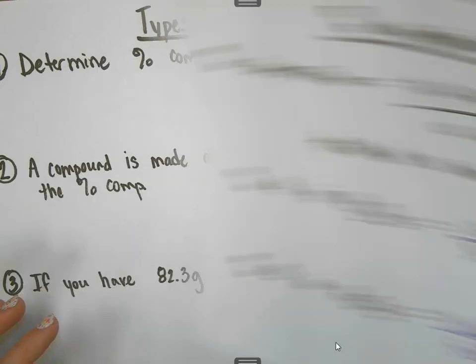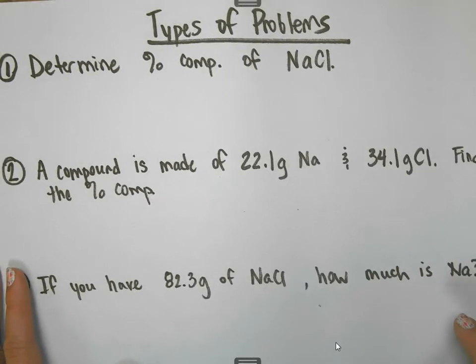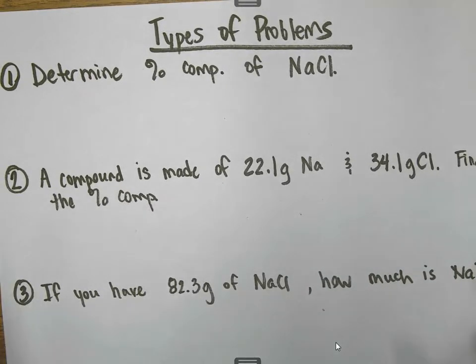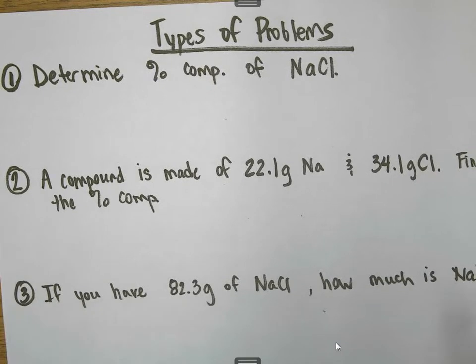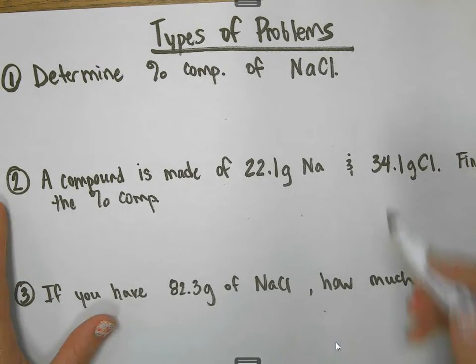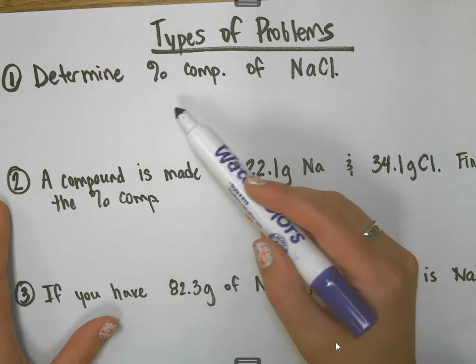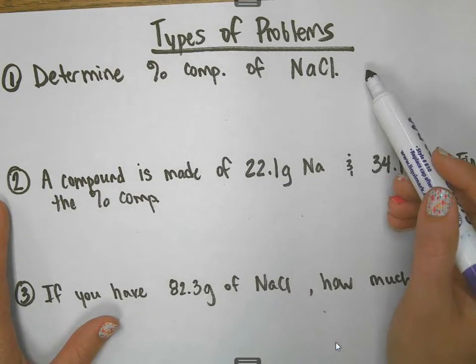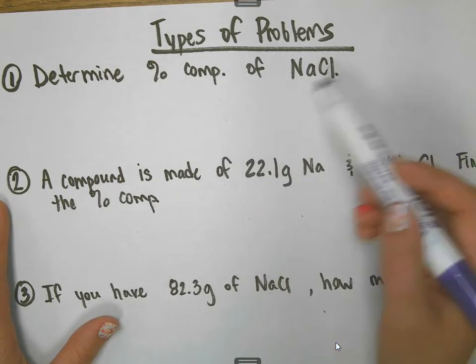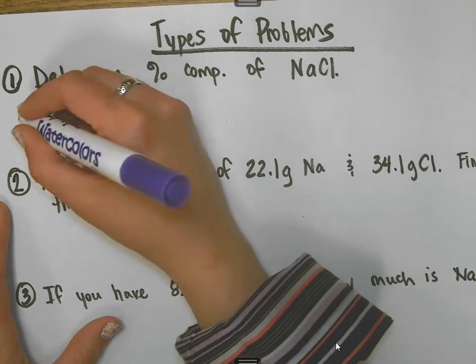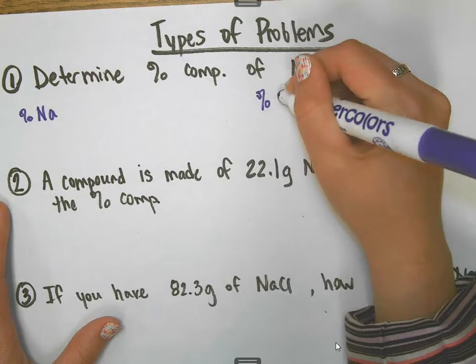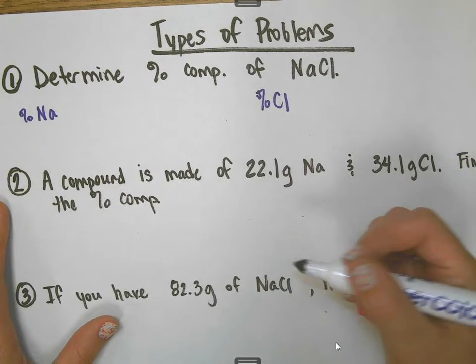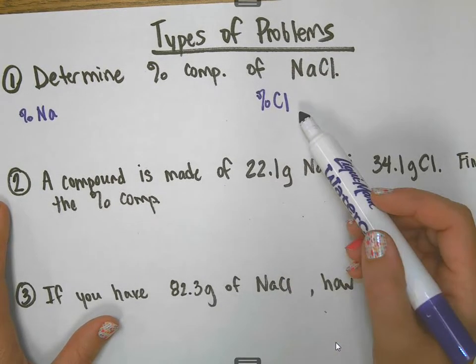Now, there's a couple different kinds of problems that you can have that use percent composition. The first one is one that basically in some way asks you to find the percent composition of a substance. If I'm asked to do this, it may specify determine the percent sodium in sodium chloride, or it may just simply ask me to do everything. Then I need to find the percent of sodium, and I need to find the percent of chlorine in this particular problem. It's the same way, part over whole.